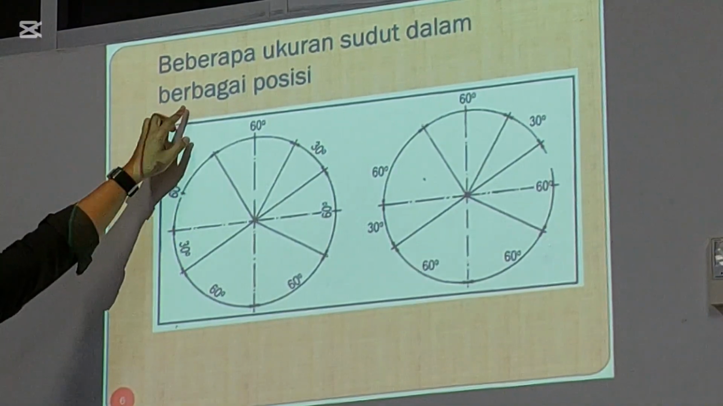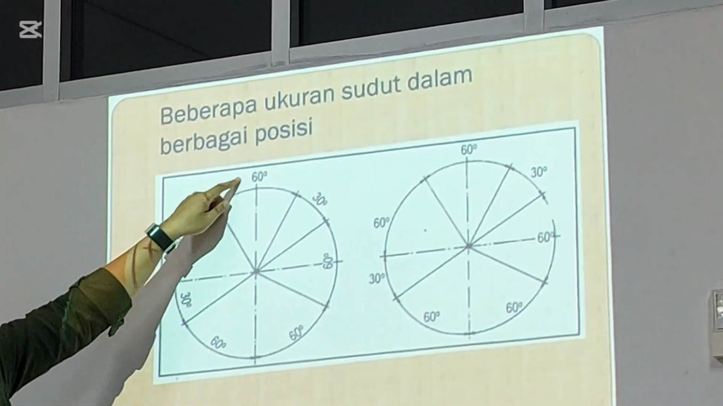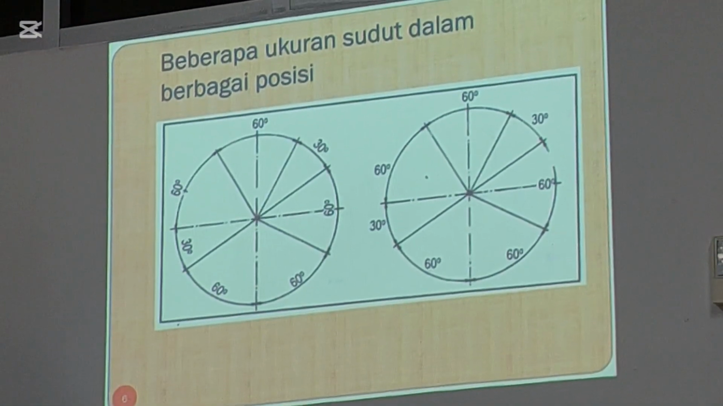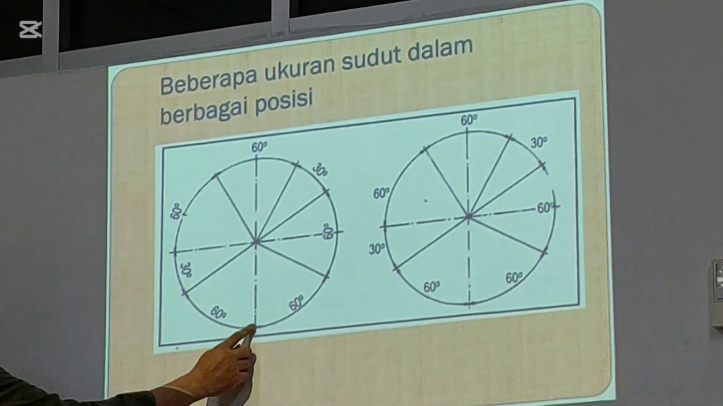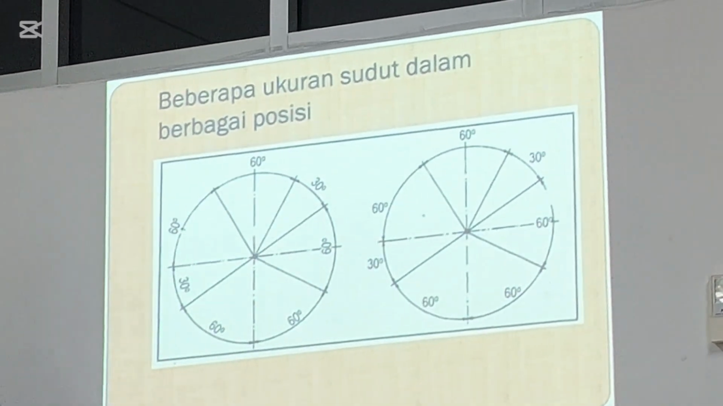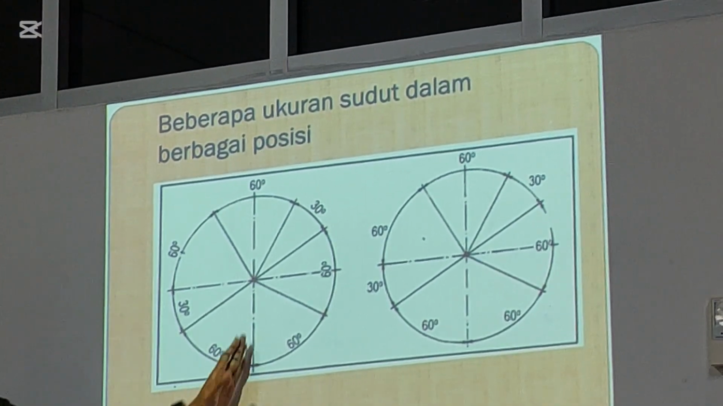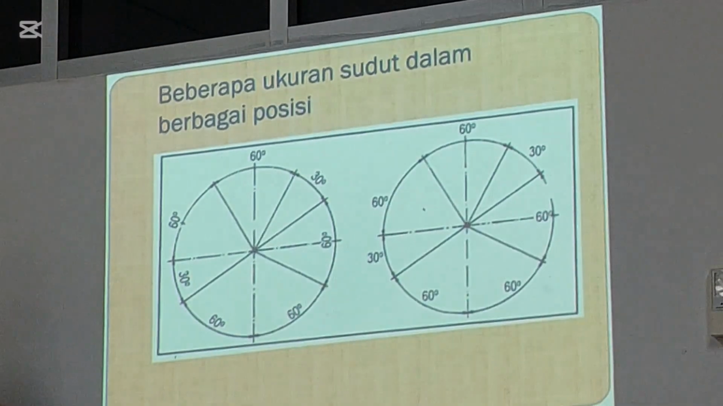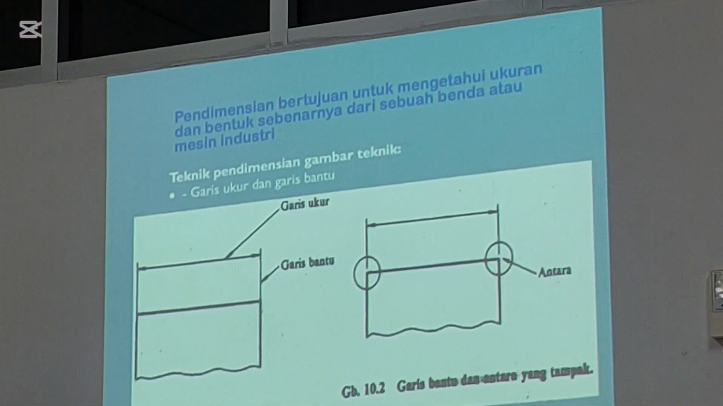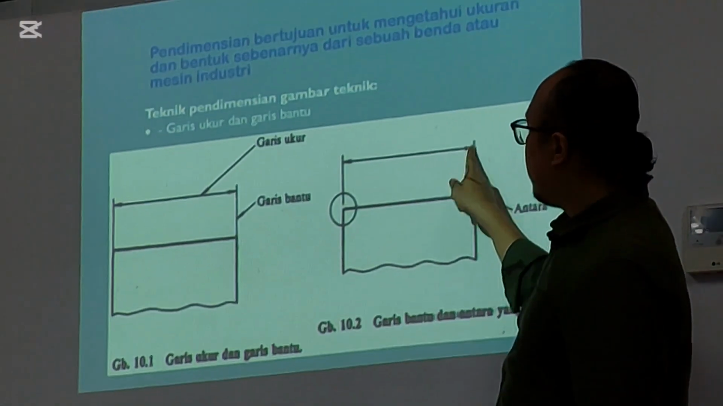This is for dimension in angle. Dimension in angle: 30, 60, and so on. So this is the axis line. This is the axis line. You must put the axis line if the drawing is a circle or cylinder. You must put the axis line. This one. So you can put the additional line.